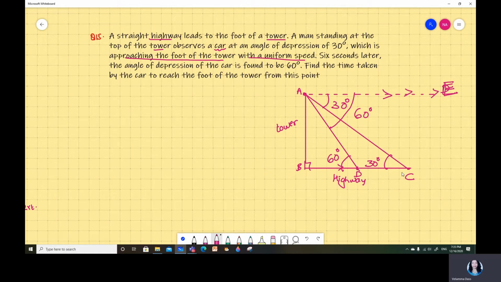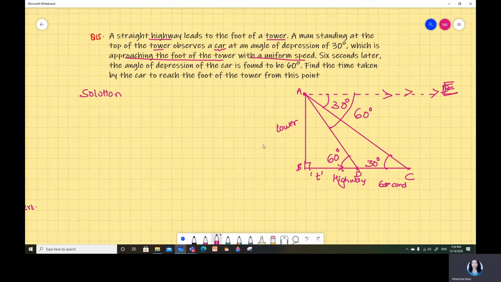What is the time taken for the car to reach from C to D? That is 6 seconds, correct? Now we have to find out the time taken by the car to reach the foot of the tower from this point. Now from D to B, how much time will be taken? We don't know the time, so let us assume the time taken be T. So I hope the diagram is understood. So let's go for writing the solution.